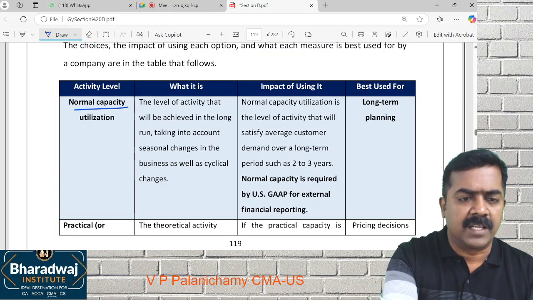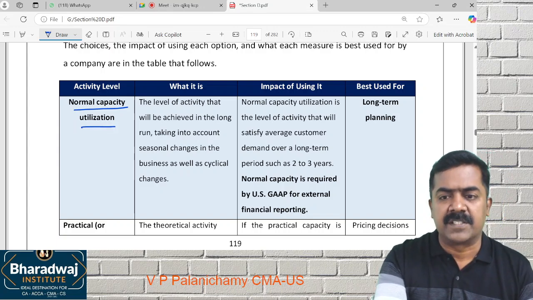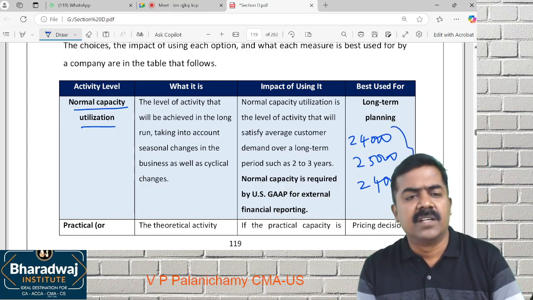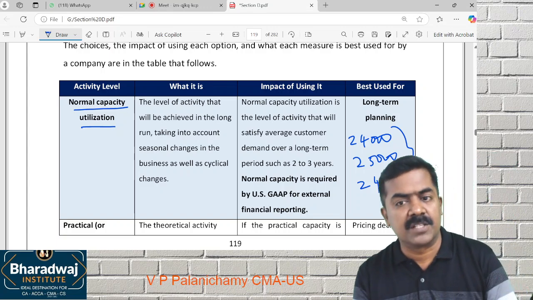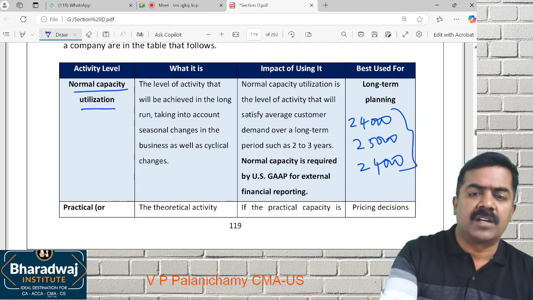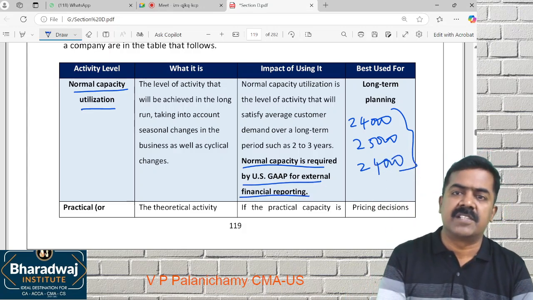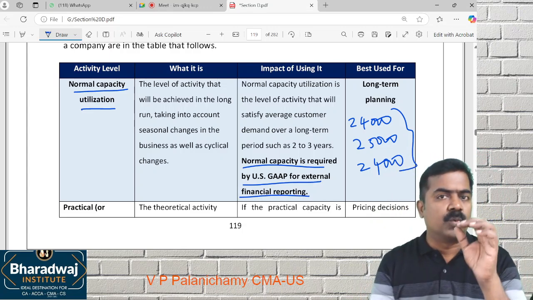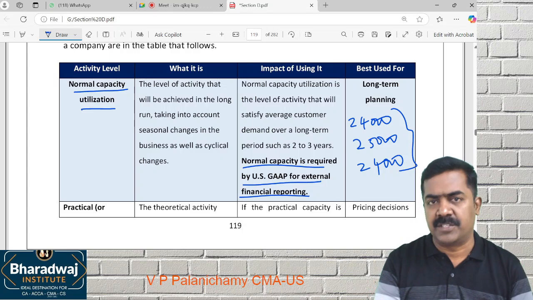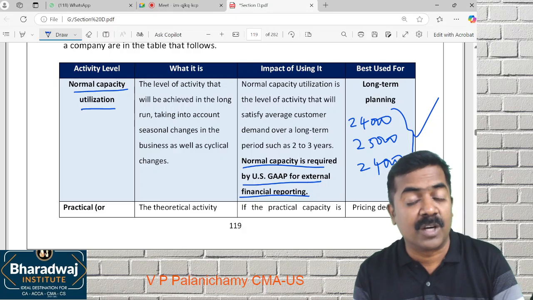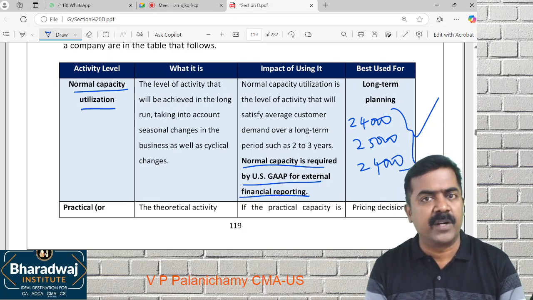Then what is the normal capacity? For the past 3 years, we manufactured 24,000 units, 25,000 units in one year, another year some 24,000. When you take the average, that is called what? Normal capacity. Based on normal capacity only, all overheads are charged. Fixed overheads especially are charged based on which capacity? Normal capacity. So what is a normal capacity? It is a long-term average. It may be a 3 years, 4 years, 5 years average. You take it, and based on that you absorb fixed overheads from the customer, and that is required for financial reporting also.